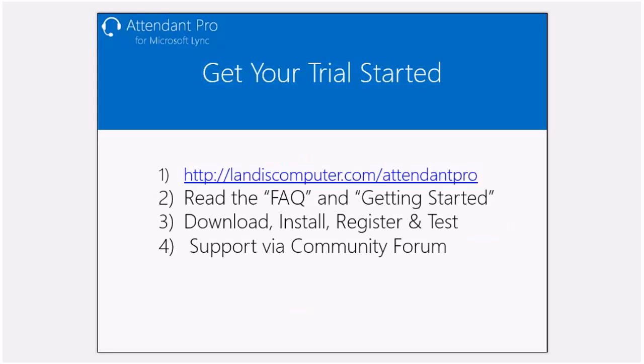Well, you can get your trial started today. You don't have to think, oh, this is going to be a long-winded process to get this thing installed and try it out. No, it's really one minute. Just go to landiscomputer.com/Attendant Pro, and in about a minute you will be installed and running. It's a click once install, and once you're in it, all you have to do is click on Options and Get a Key, and you will have a fully working 30-day trial of Attendant Pro.